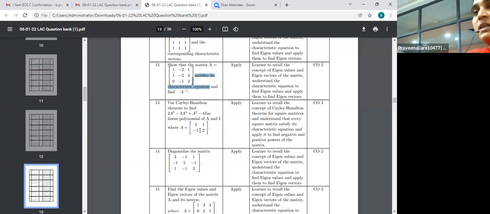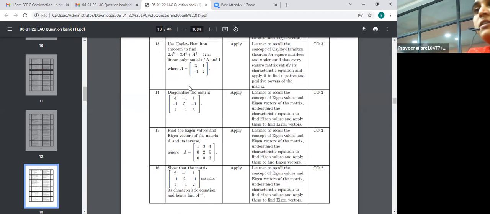And the next 13th question: use the Cayley-Hamilton theorem to find 2A power 5 minus 3A power 4 plus A square minus 4I as a linear polynomial of A and I, where A is equal to the matrix 3, 1, minus 1 and 2. This is also there in our notebook. We have to reduce the given polynomial to a linear expression directly.